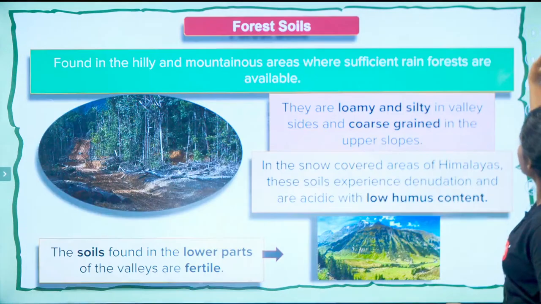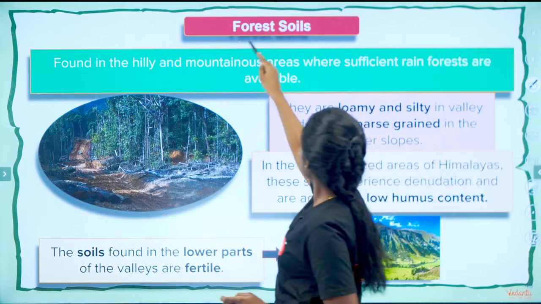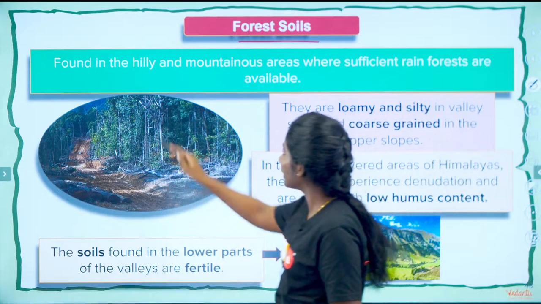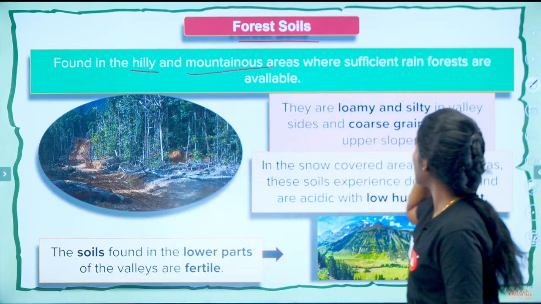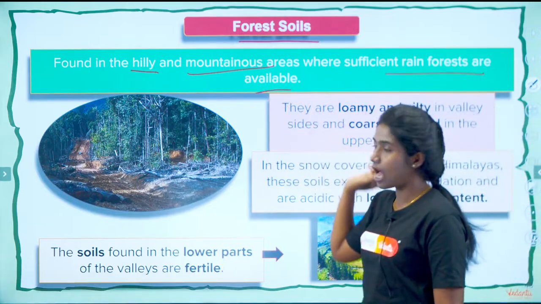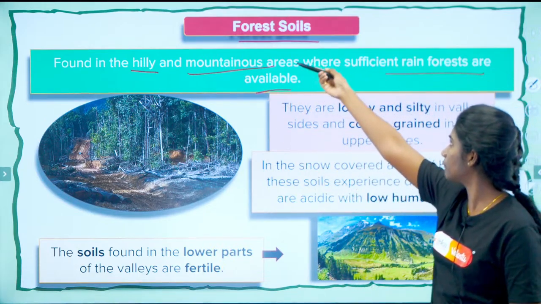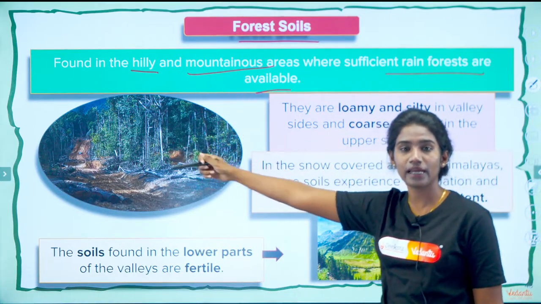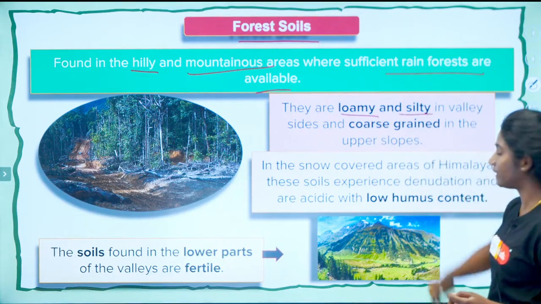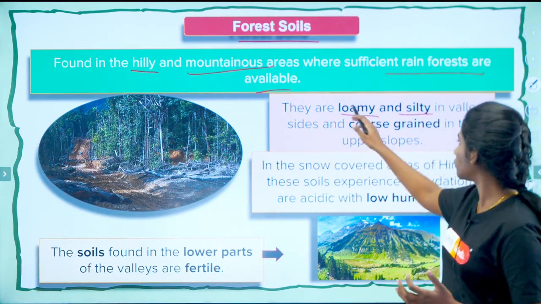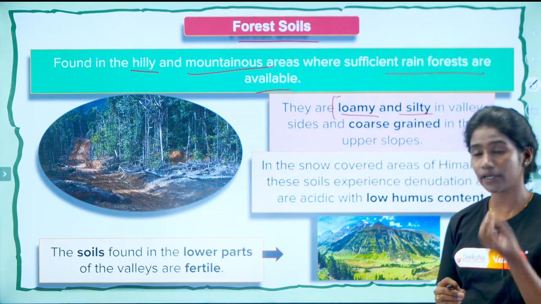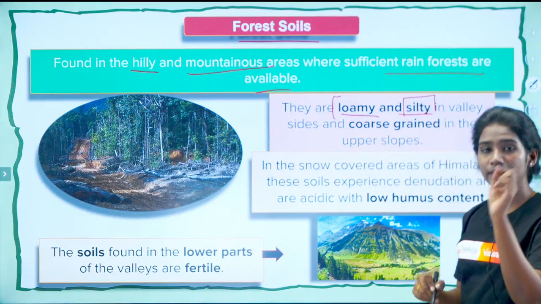Okay, fine. And the next one is the forest soil. It is mostly found in hilly mountainous areas where sufficient rain forests are available. The name itself says forest soil. You get to see it mostly in hilly and mountainous regions. Okay, here they are loamy and silty. See, over here the soil is fertile for cultivation, and it also has tiny minerals, rock-like substances.